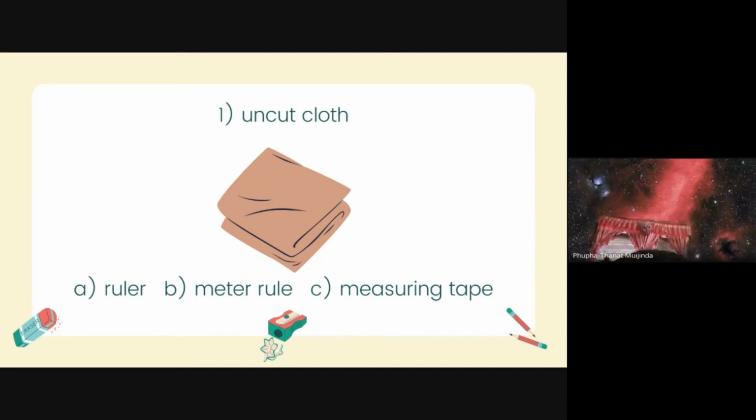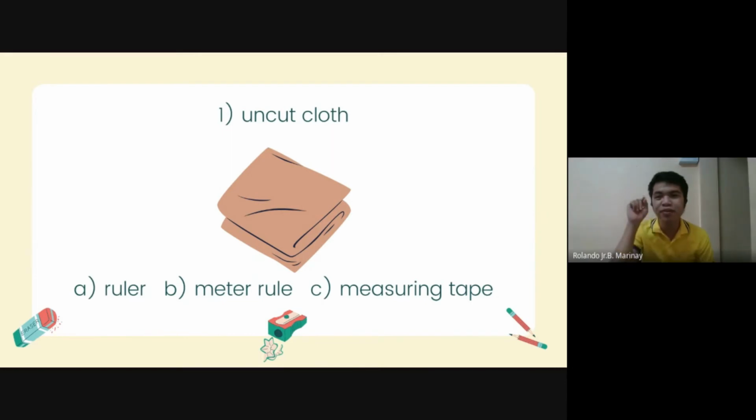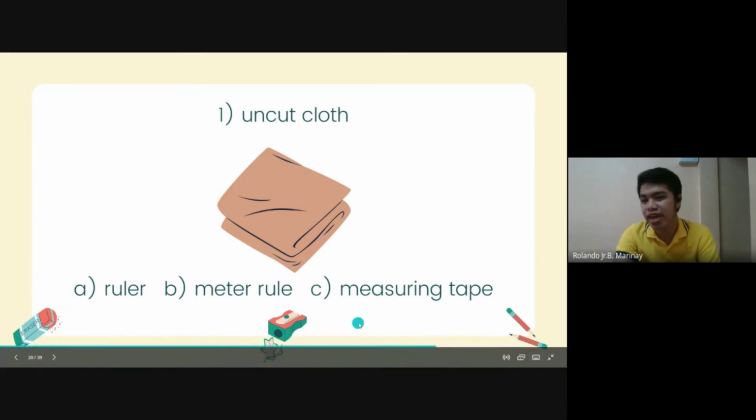Ruler. You're going to write it in your book. Teacher, finish. Very good. The answer here is letter B, meter rule. But we can also use measuring tape. So B and C are correct. Meter rule and measuring tape are both correct. Okay?